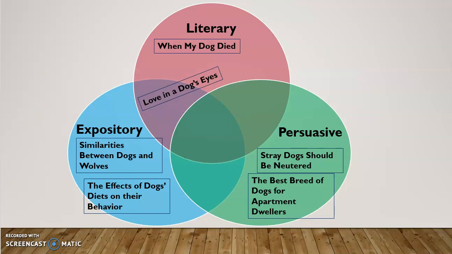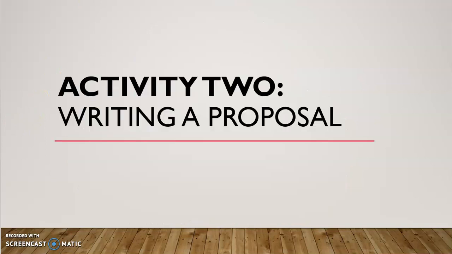Now we're going to move on to assignment or activity number 2, which is writing a proposal. Okay, so we talked about a proposal basically tells your teacher what you're going to write about. For each genre of writing, whether it's literary, expository, or persuasive, you can write a proposal. So I'm going to demonstrate first here how to write a proposal for literary, and all of the next proposals you'll see are going to be based on the same topic, but the genre is going to be different.